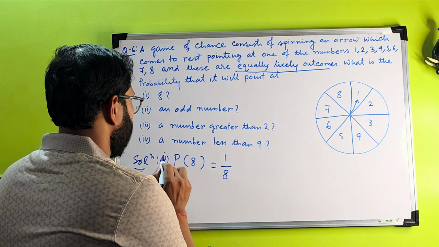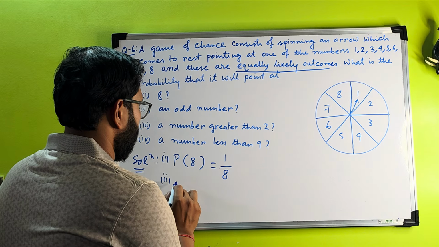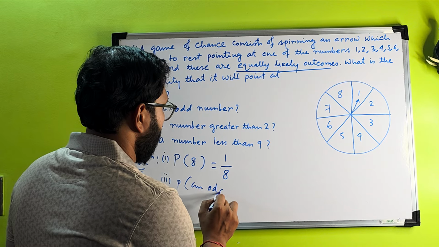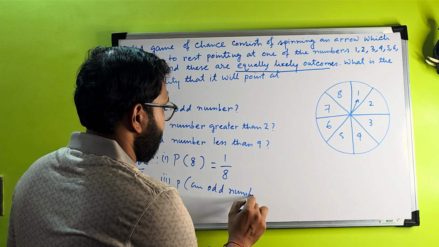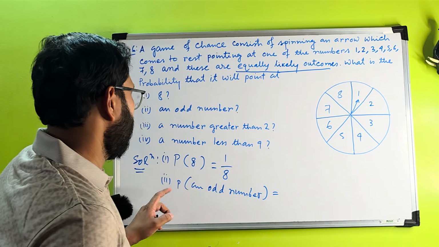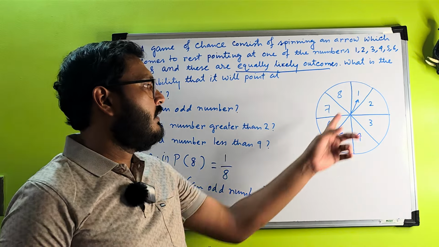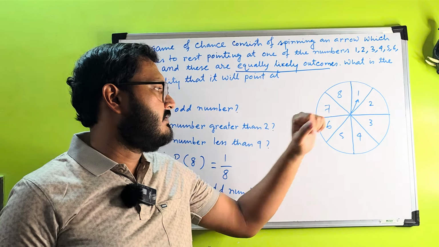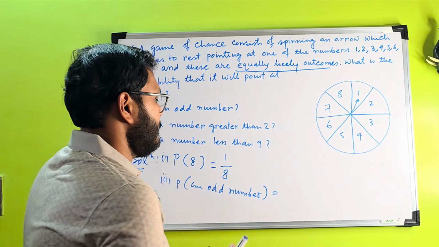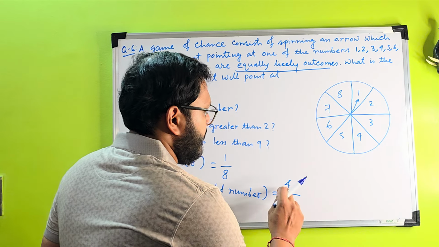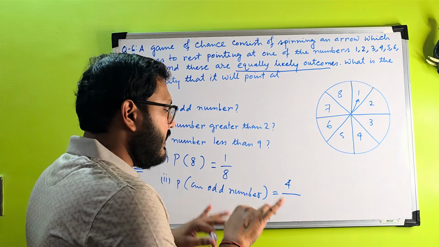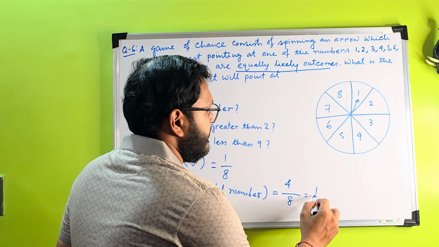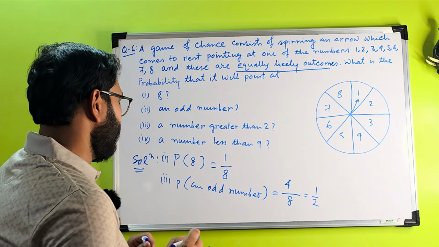Now question number 2. Probability of an odd number. So 1 to 8. How many odd numbers are there? 1, 3, 5, 7. 4 are there. So 4 odd numbers. Favorable number of events by total number of events, meaning how many numbers? 8. So it's half. I hope it's clear.